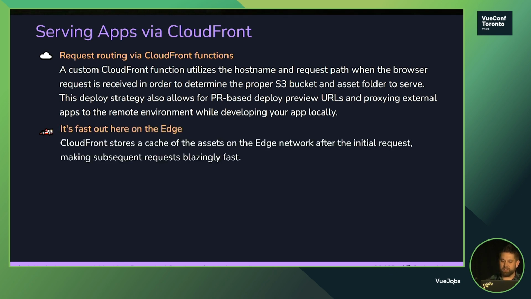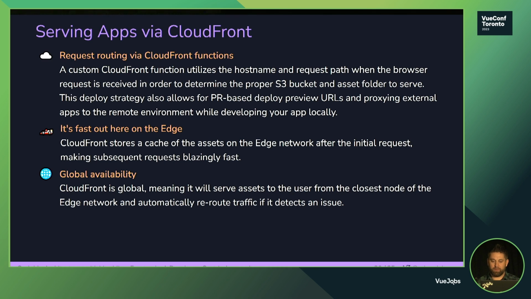So it's fast on the edge, right? The benefit of being on CloudFront is that it stores everything from the cache on the edge network after the initial request, and all the assets are cached after that first browser request, right? So if for some reason something isn't in the cache, it will grab it from the S3 bucket and then add it to the cache so that the next request is served directly from the edge network.